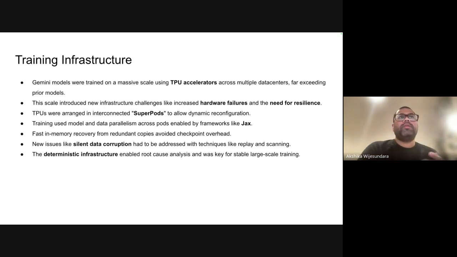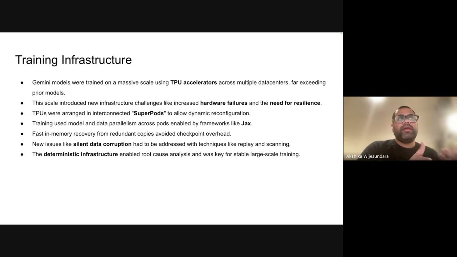Like so, one of the examples they give is that they've used superpods, which is a version of TPUs that can automatically reconfigure in case of failure. So that's a really interesting paper to read. So do check it out.